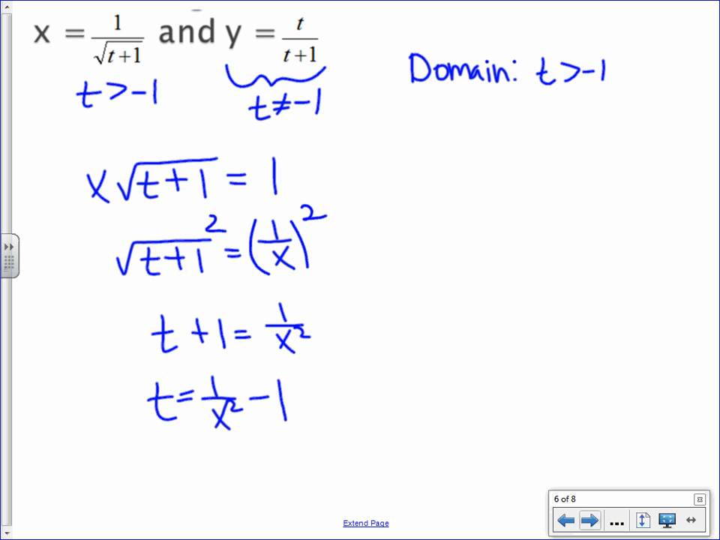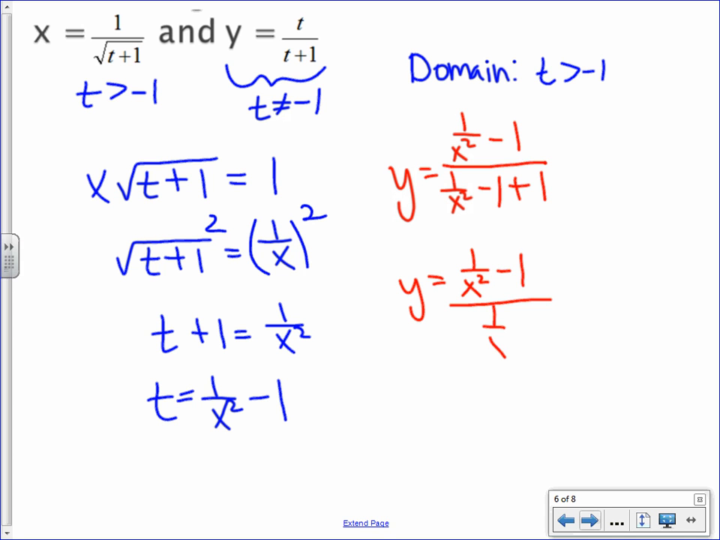Now we get to plug this in for y. So we have y equals t over t plus 1. Our algebra skills are going to have to come back. First of all, what do you notice? Our 1's canceled. So we have 1 over x squared minus 1 all over 1 minus x squared. Now what?